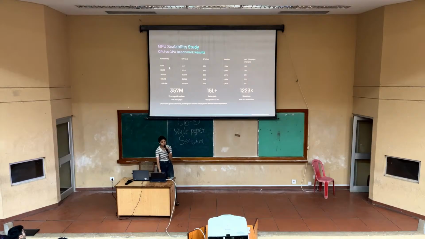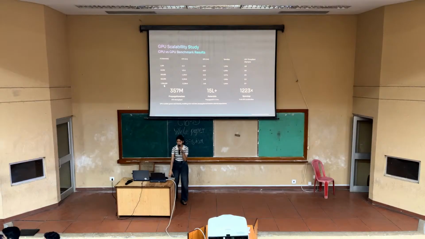And as we increase the number of asteroids, the GPU is able to do the computation faster and faster in comparison with the CPU. This resulted in our model being able to do 357 million propagations per second. We did that for 15 lakh plus asteroids in this research.